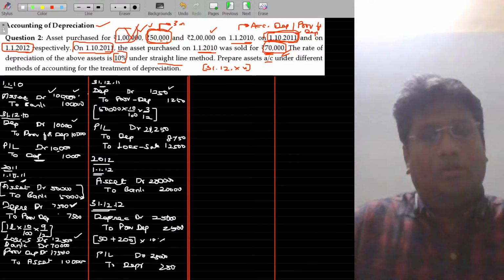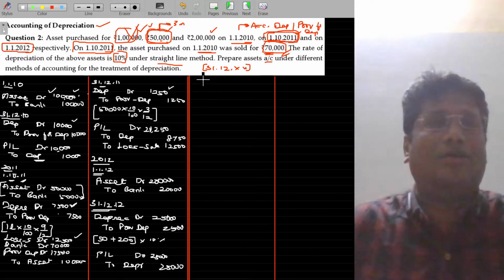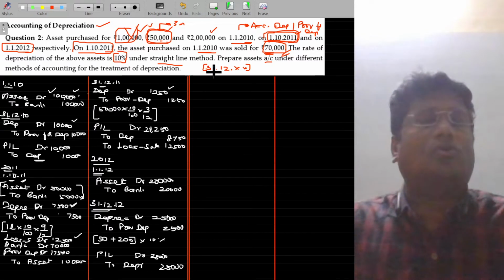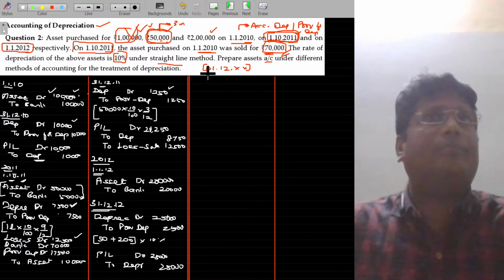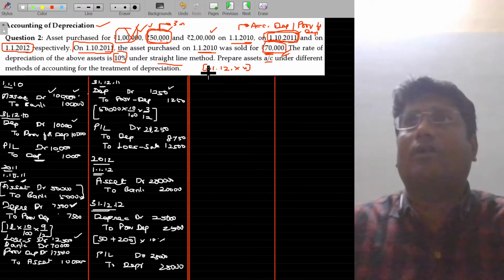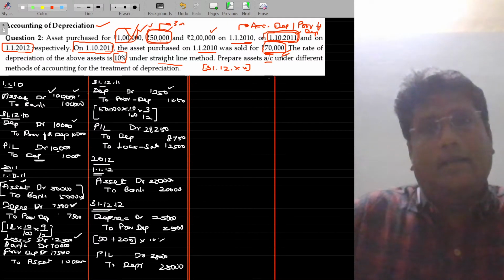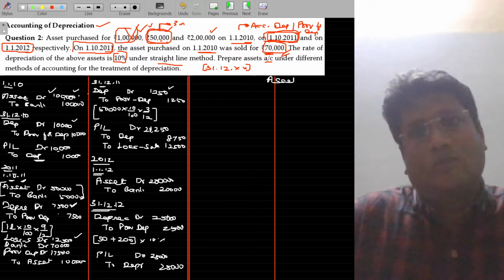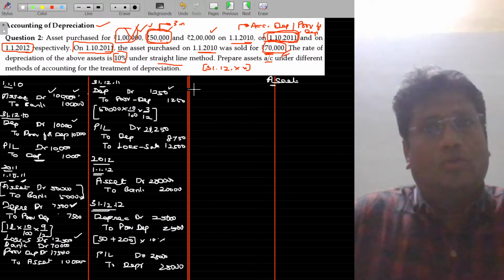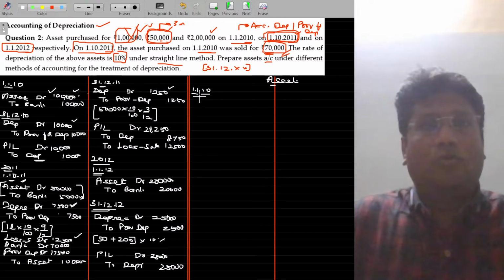Now, not only passing the journal entries, we better prepare the ledger also. I am going to post these things into the ledger accounts. So I am opening the assets account as well as the provision for depreciation account. If you want to open the depreciation account, you can, but there is no big issue in that. You always create the depreciation, and immediately that depreciation is charged to the P&L account. So we don't have any balances in the depreciation account year on year. Asset account, 1/1/10, asset account debit to bank.